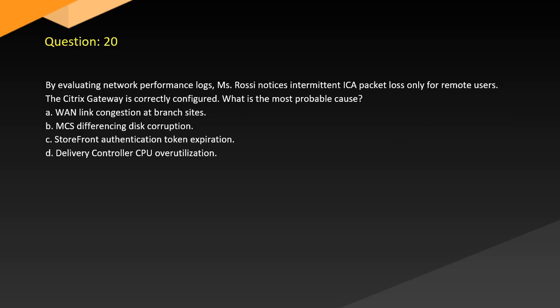Question 20. By evaluating network performance logs, Rossi notices intermittent ICA packet loss only for remote users. The Citrix Gateway is correctly configured. What is the most probable cause? A. WAN link congestion at branch sites. B. MCS differencing disk corruption. C. StoreFront authentication token expiration. D. Delivery controller CPU overutilization.